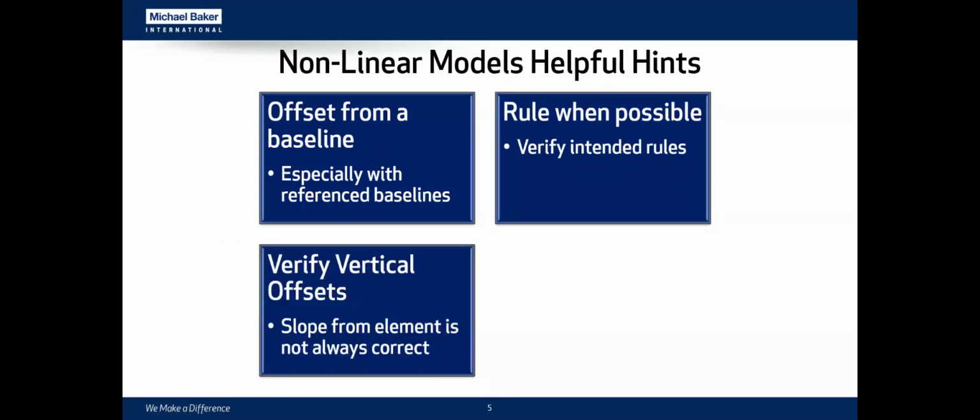Especially again with those vertical offsets, slope from elements is not always correct, even if you're taking it at 0 offset. If there are vertical curves involved and you're clipping a vertical curve somewhere inside of that curve, not on a tangent, you're going to find more problems than you would in the tangent section. So you want to make sure you're verifying your vertical offsets. These can be very challenging, especially in roundabouts, when they come in wrong.